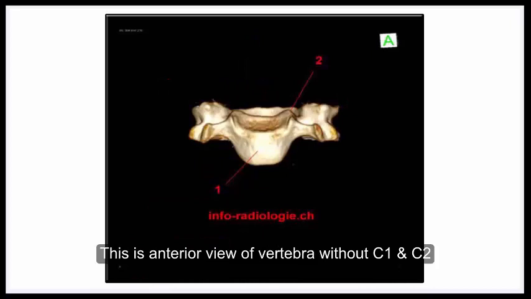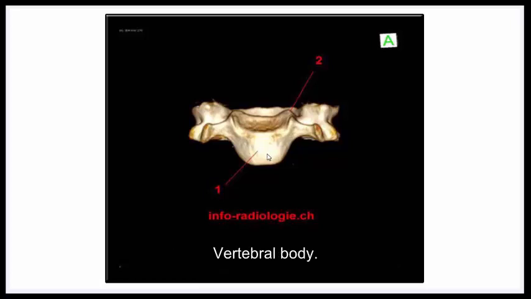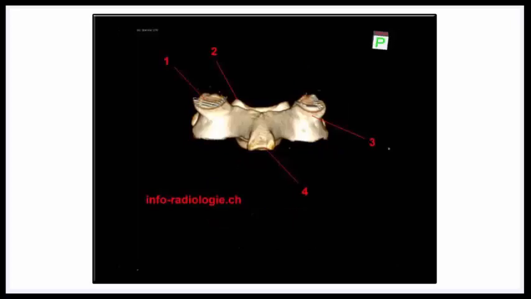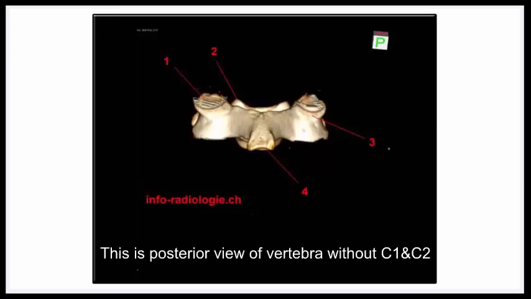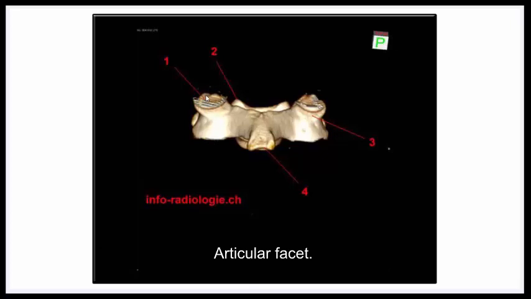This is anterior view of vertebra without C1 and C2. Vertebral body, uncinate process, transverse process. This is posterior view of vertebra without C1 and C2. Superior articular facet, uncinate process, superior articular process, spinous process.